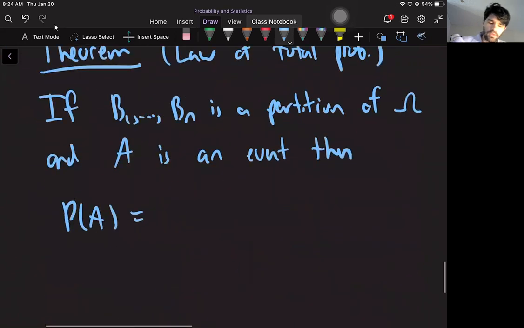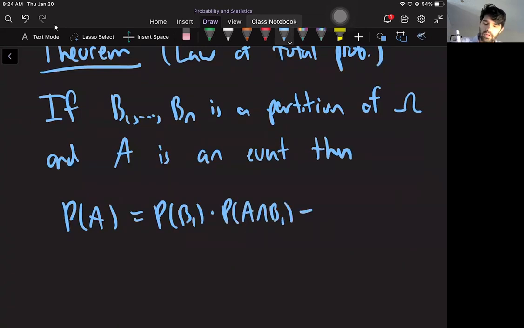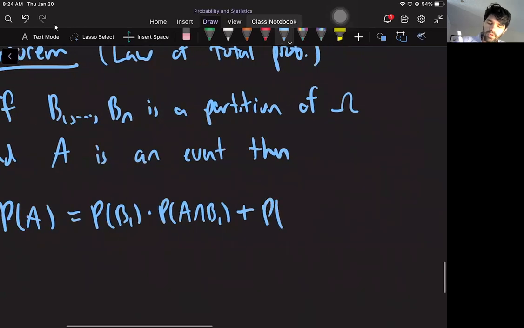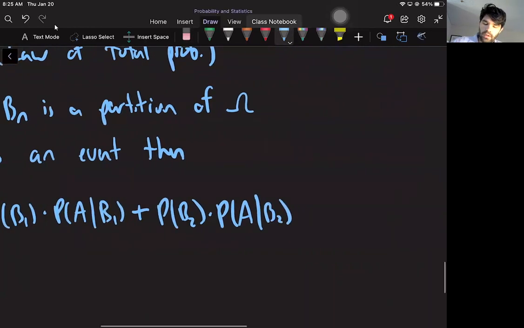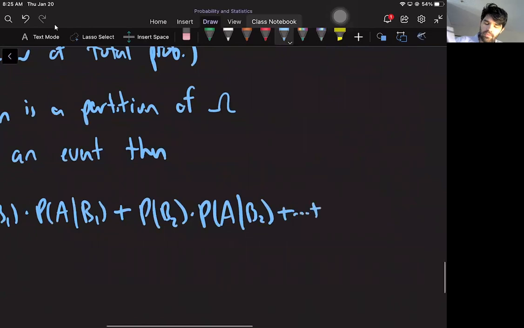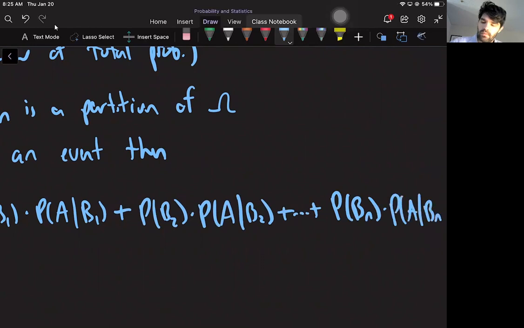So it's going to be probability of B1 times probability of A given B1, plus the next one, probability of B2 times the probability of A. Oops, that should be a given. Sorry, over there. A given B2 now. And so on until you get to the last set of the partition, Bn times probability of A given Bn.